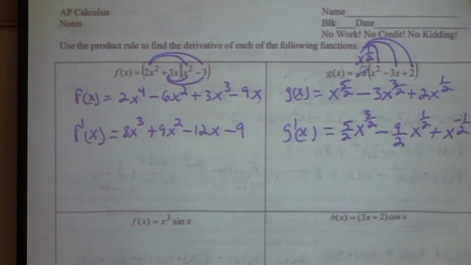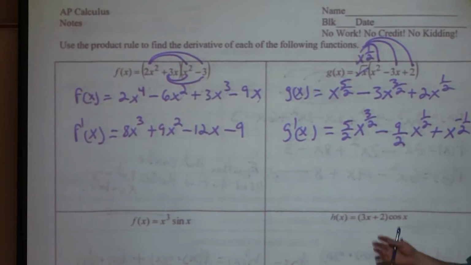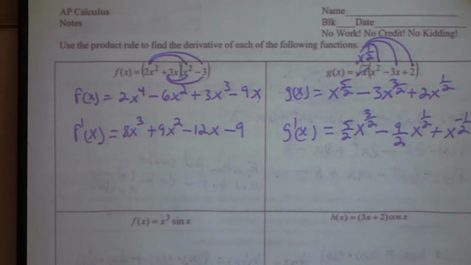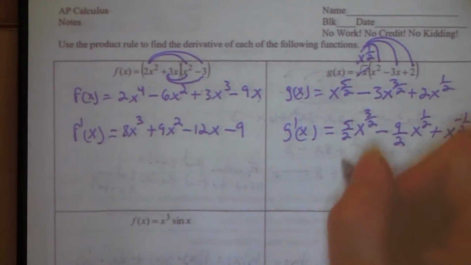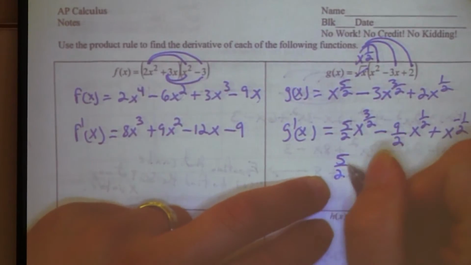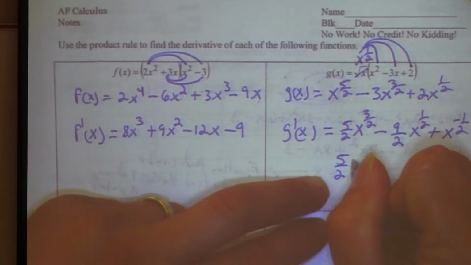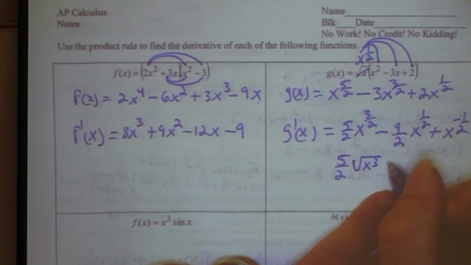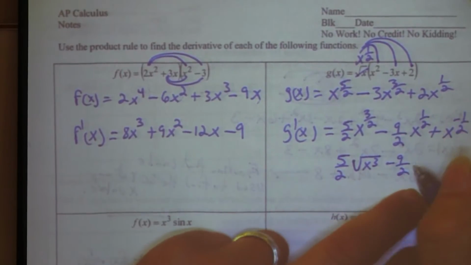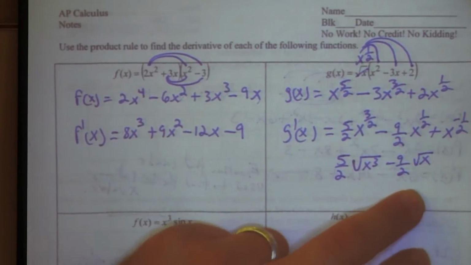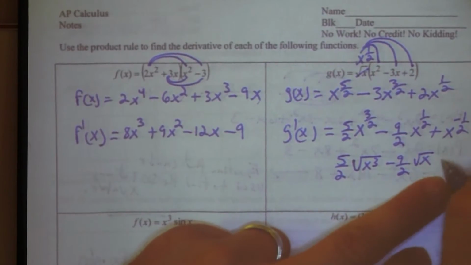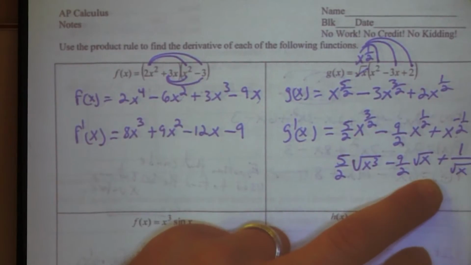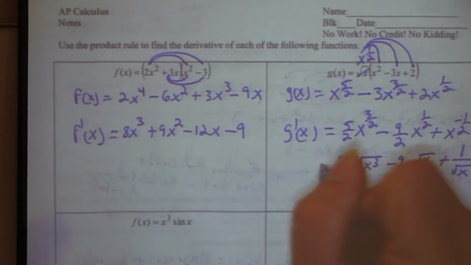Alright. And then we don't like negative exponents. You don't have to make it one single fraction. But I don't like negative exponents and I want to rewrite this in radical form, okay? So what would they end up being? 5 over 2 times what? The square root of x cubed, very good. Minus 9 over 2 times square root of x, right? Plus, what does this guy become? 1 over the square root of x, right?